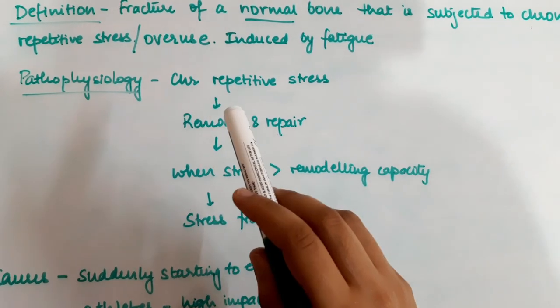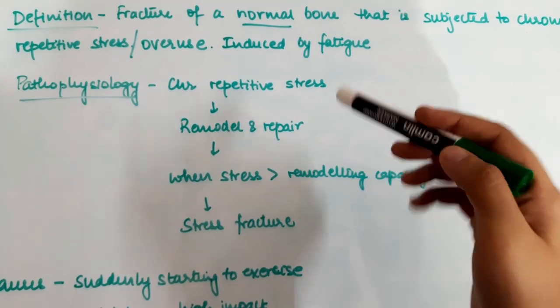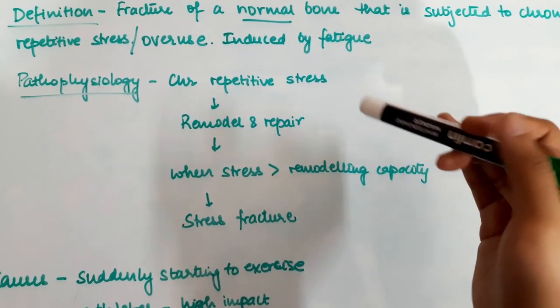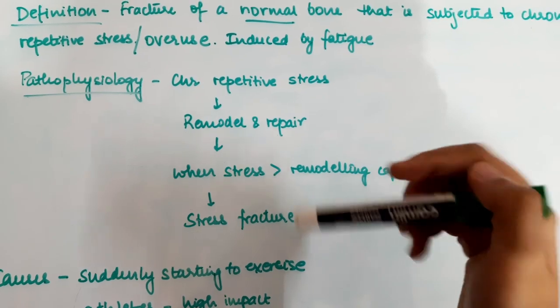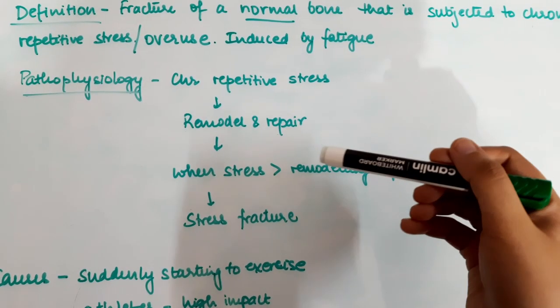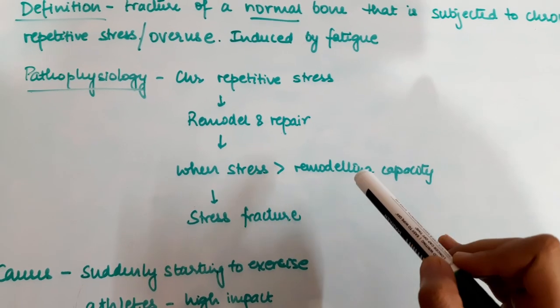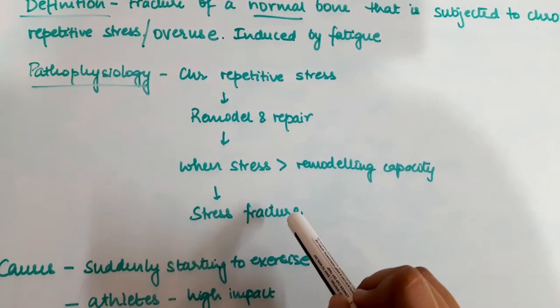The pathophysiology is that when a bone undergoes chronic repetitive stress, normally it undergoes remodeling and repair and it brings the bone back to normal. But when the stress keeps going on and it exceeds the remodeling capacity of the bone, it eventually results in trauma and causes stress fracture.